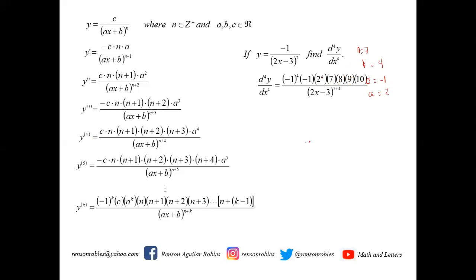We will stop at 7 plus k, that's 4 minus 1. So this is 3, so that's 7 plus 3. Okay, and that is equal to 10. Okay, all over 2x minus 3 to the 11th power. So that's 7 plus 4. That's n plus k. Okay, then simplifying, we have negative 80,640 all over 2x minus 3 to the 11th power.